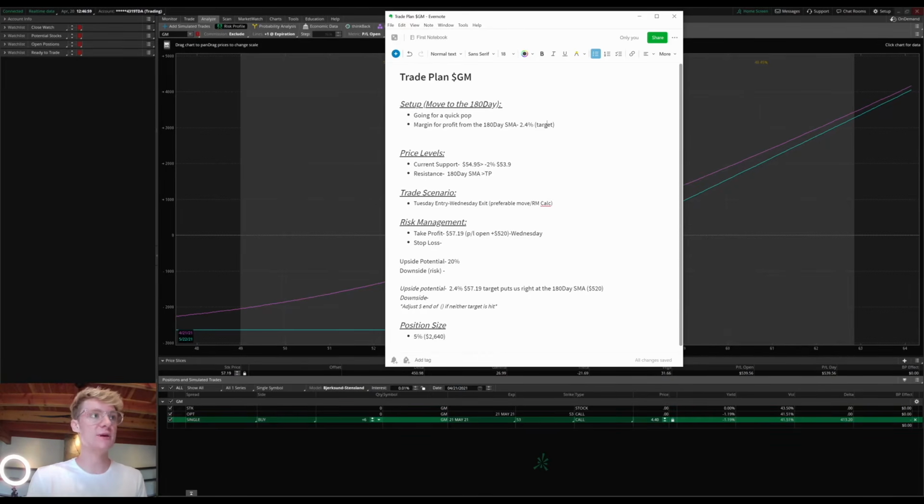A little summary for myself, upside potential. We're going for a 2.4% move. The target is $57.19. And that target will put us right at the 180-day SMA, at which time we will take a $520 profit on those contracts. So now we've calculated our upside potential. Now it's time to go look at our support levels and calculate our downside potential.